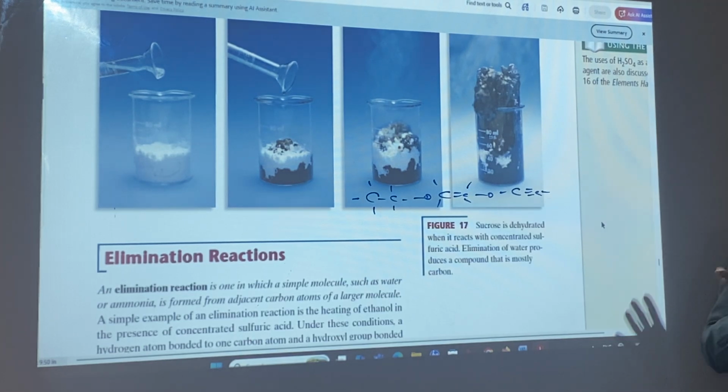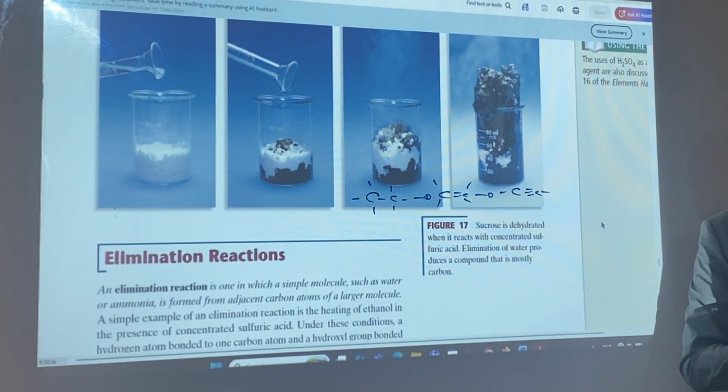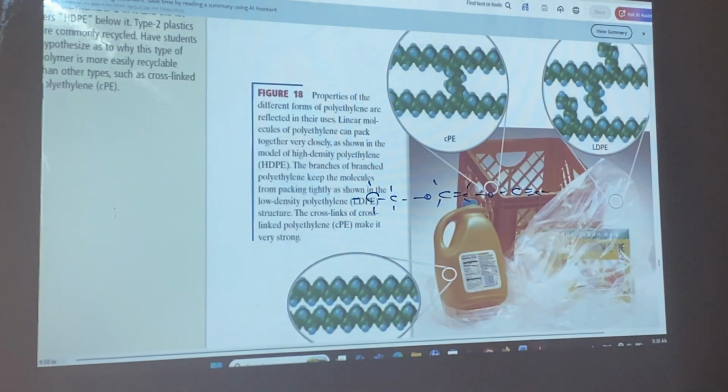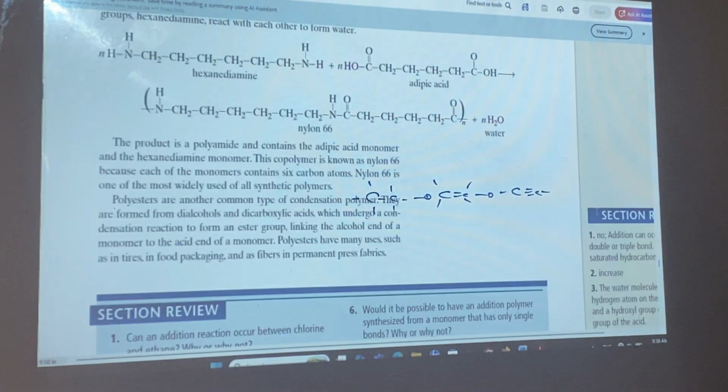That means we have four types of organic reactions: substitution reaction, addition reaction, condensation reaction, and elimination reaction. Remember that the elimination reaction and addition reaction are opposite to each other. Why? Because the addition reaction increases the saturation of the molecule, but the elimination reaction decreases the saturation of the molecule.